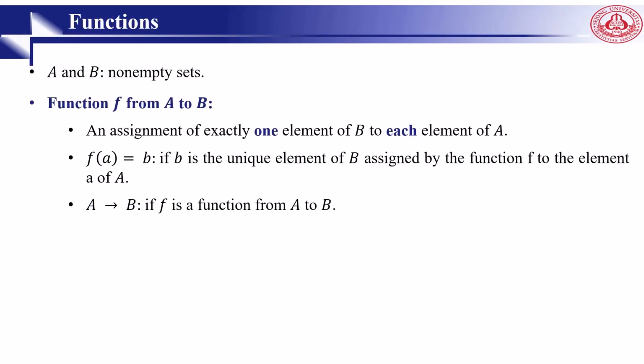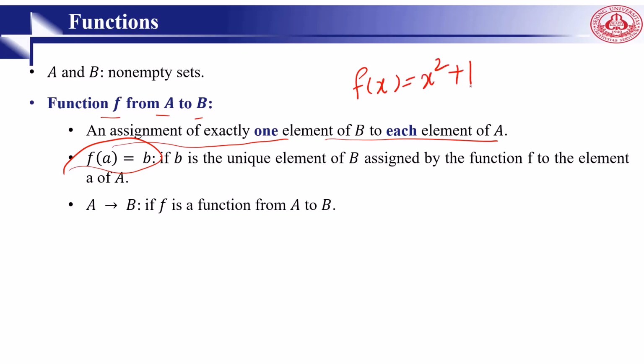If we have two non-empty sets A and B, then we define a function f from A to B as an assignment of exactly one element of B to each element of A. We write it as f(a) = b, or you can say f(x) = x^2 + 1, or y = x^2 + 1. Here, b is the unique element of set B which is assigned by the function to an element of A.